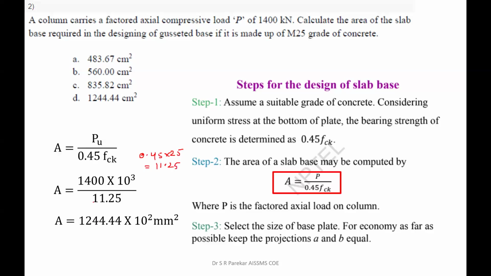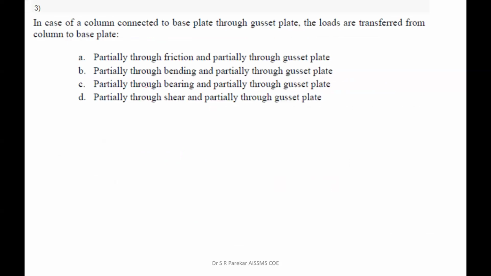And from this we will get the area, 144.44 into 10 raised to 2 mm square. They have given the options in centimeter square, so we have this as 1244.44 centimeter square. So the option is option D.